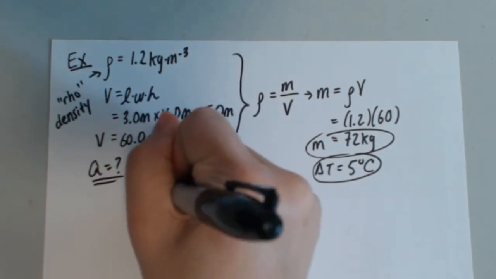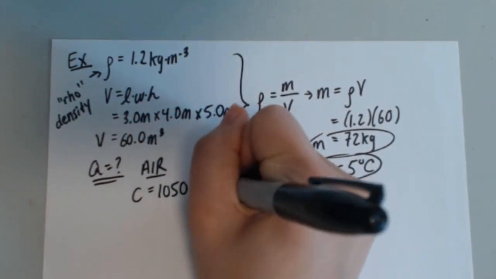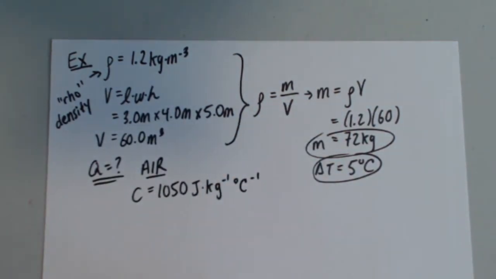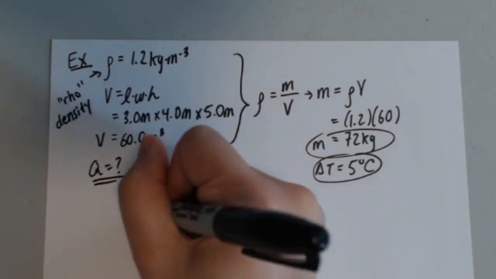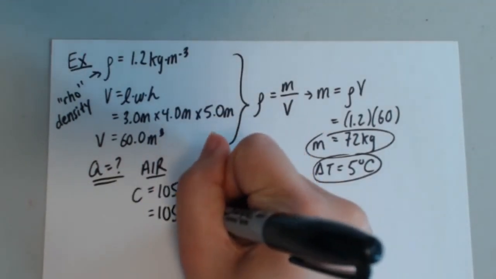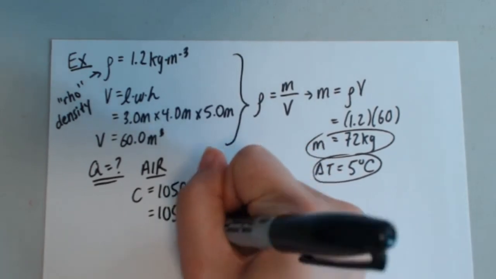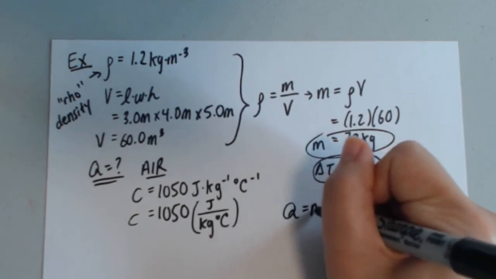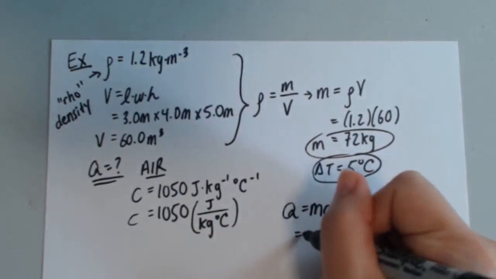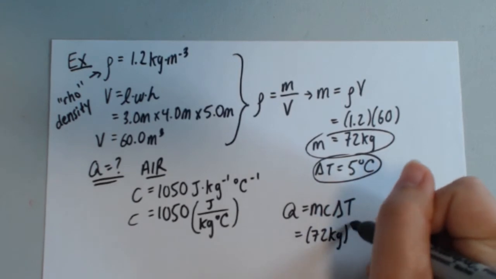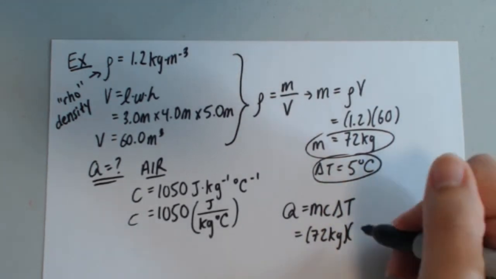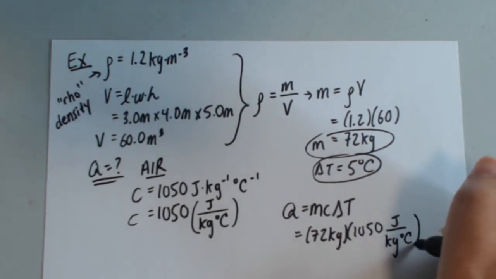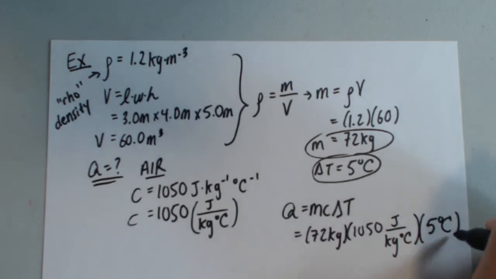So C is equal to 1050 joules per kilogram per degree Celsius. So that looks really weird written like that. If you want to write it as a fraction to make it look easier, just go ahead. That's just really strange, joules per kilogram degrees Celsius. It'll be easier to cancel out units like this. Okay, so we need Q. So Q is equal to mcΔT. And so we have 72 kilograms. I'm writing the units this time so you can see how everything cancels out nicely. Times 1050 joules per kilogram degrees Celsius times 5 degrees Celsius.